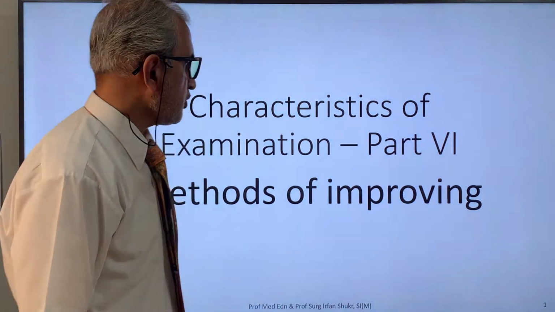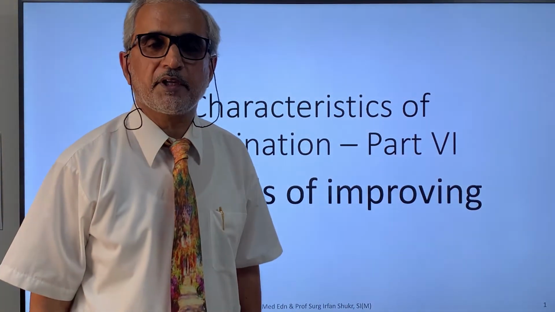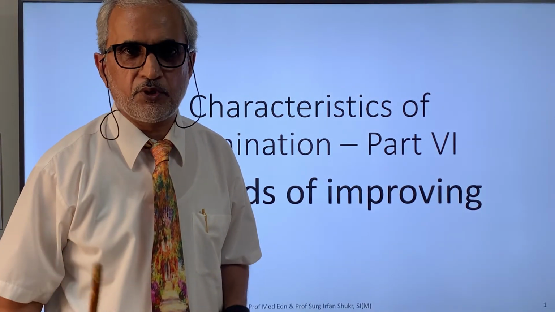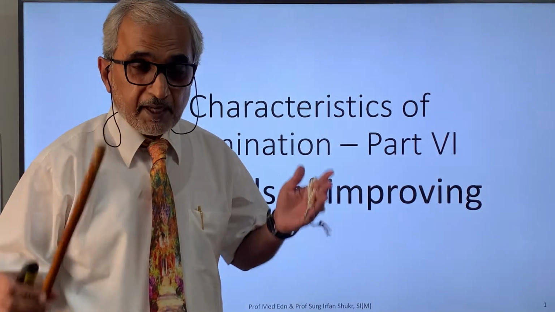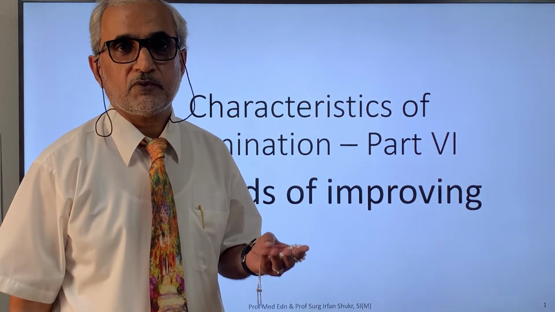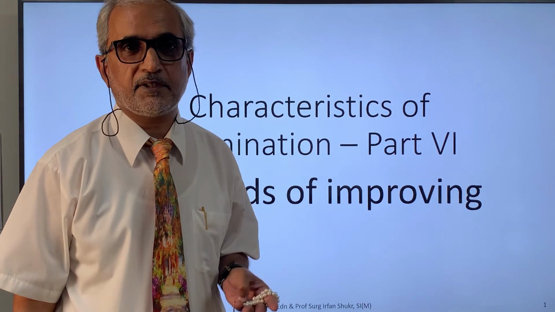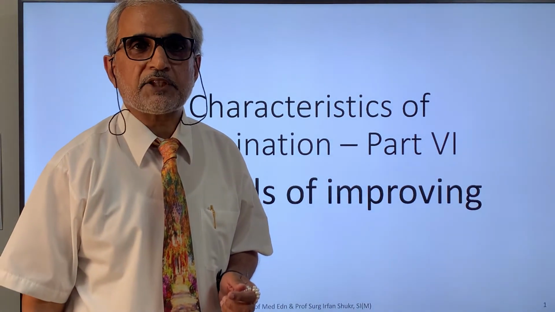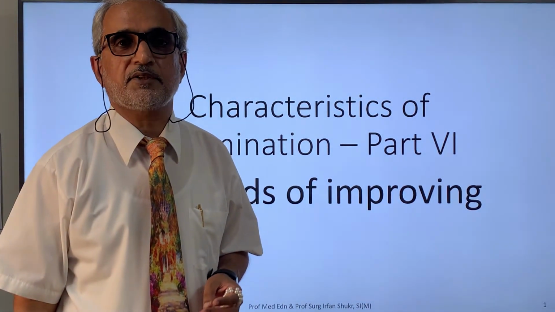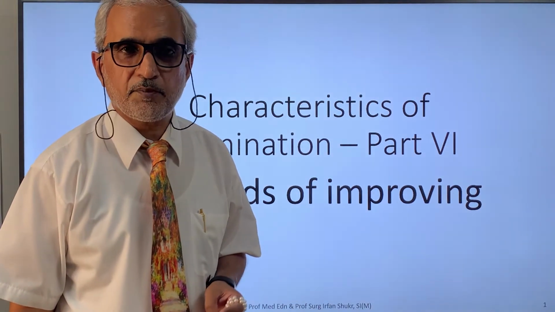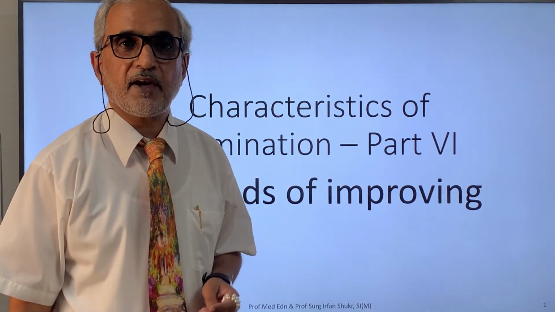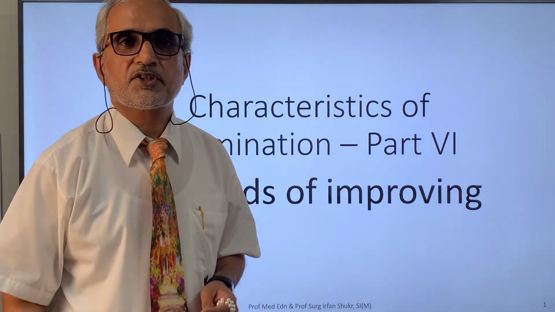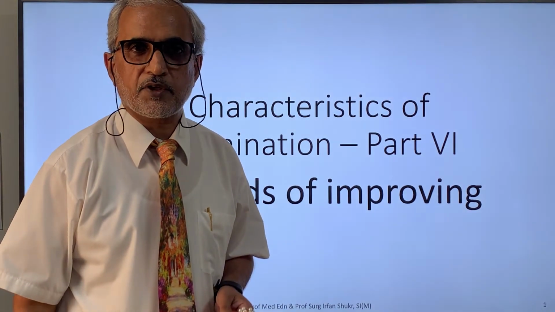And now we're going to talk about the methods by which we can improve these characteristics which we have found. Let me revise for you, which were for the paper as a whole. They were feasibility, objectivity, reliability and validity, or FORV. And as far as the item of the question is concerned, we have a difficulty index, a discrimination index, alpha if item deleted in cases of MCQs, and distractor efficiency in cases of MCQs.